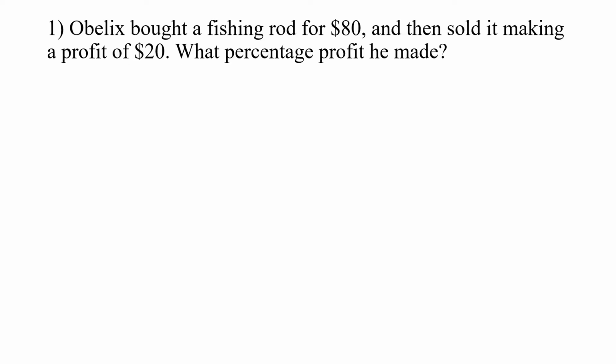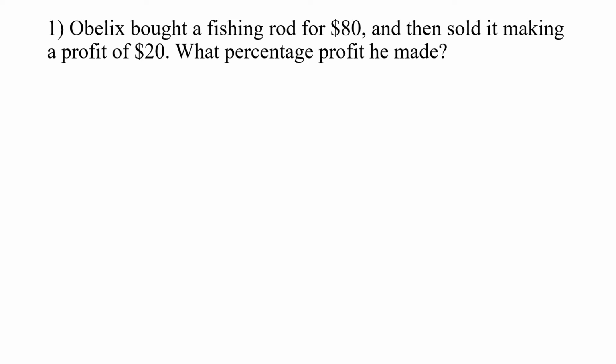So problem number 1. Obelix bought a fishing rod for $80 and then sold it, making a profit of $20. What percentage profit did he make? It is very key again whenever we're doing problems like this. Remember in the previous videos our problems were presented in a table. But here now we have a written word problem. When we have a written word problem, it is essential that we be able to gather the given information. Remember in our series of algebra, we always said that to find the unknown, we have to first figure out what is known. So let's read over the question and pick out information.